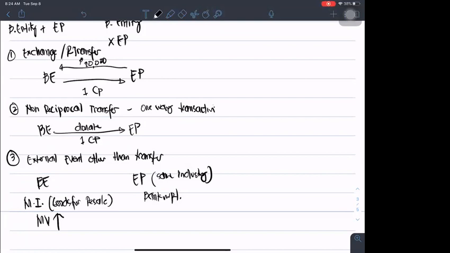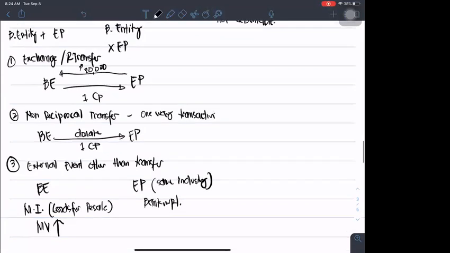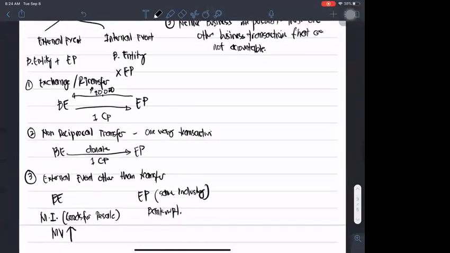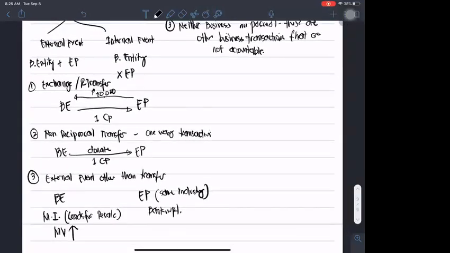Okay, so here there is no transfer. However, there is an accountable event pertaining to the business entity. Okay, so that is for our external event. It is composed of three types of events. First, you have your exchange, non-reciprocal transfer, and your external event other than transfer. We go now to your internal event. In an internal event, take note, it is only your business entity. There is no external party.